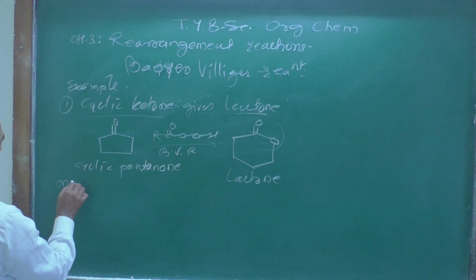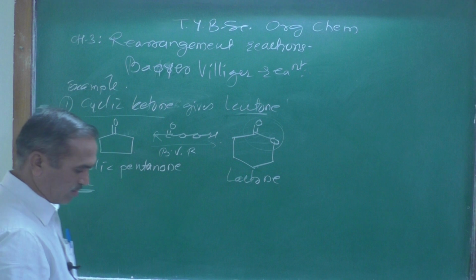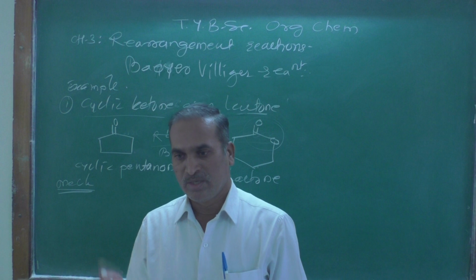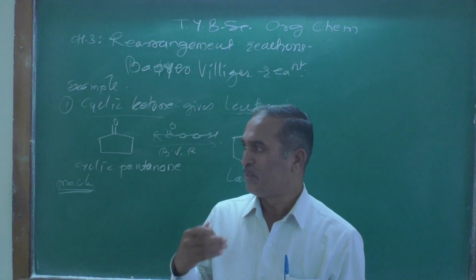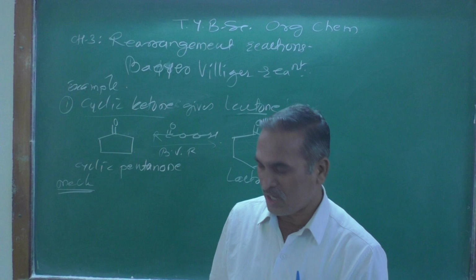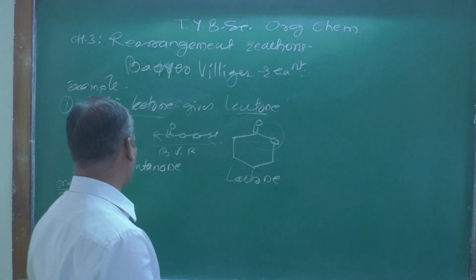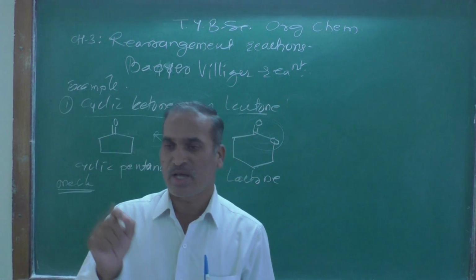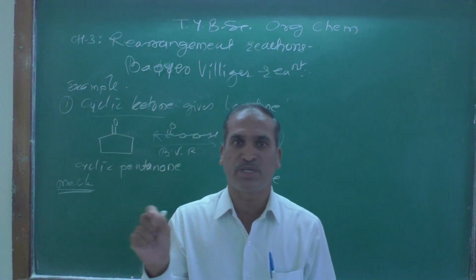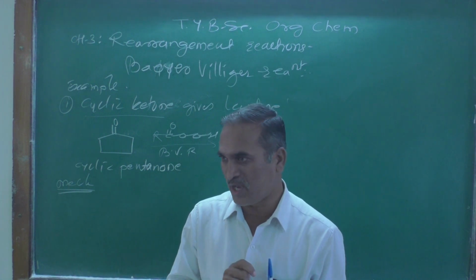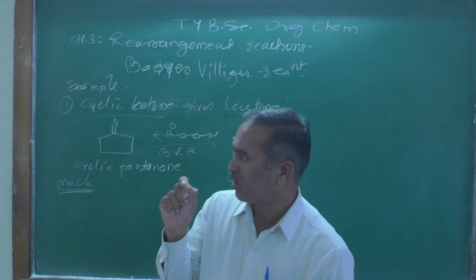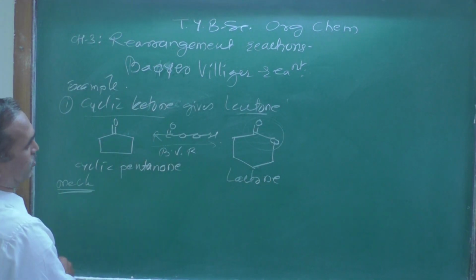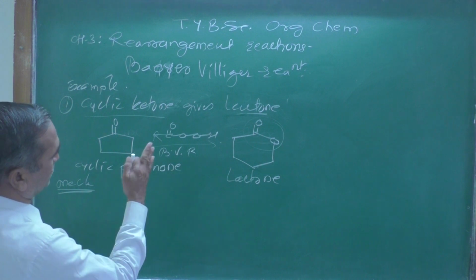Let us look at the mechanism. As we know, the definition of the mechanism, which we have said many times, is a detailed study of the sequence of steps involved in the conversion of reactant into product. And the mechanism is the language of organic chemistry, so let us see over here how this lactone is formed.